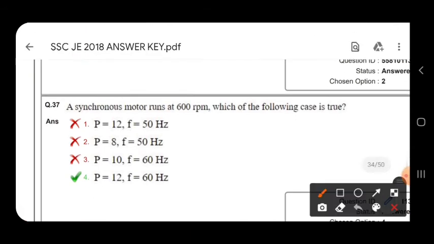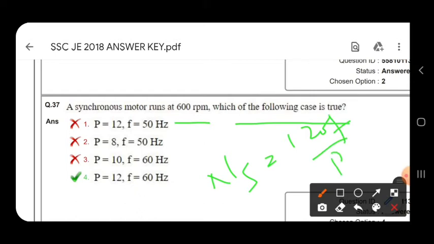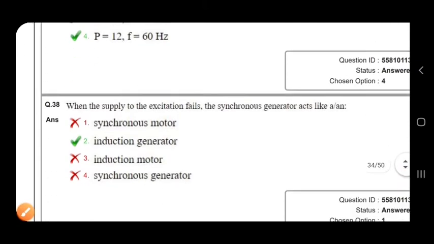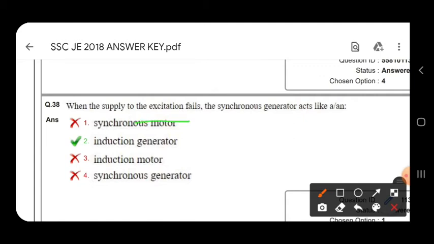Next one, a synchronous motor runs at 600 rpm. Which of the following cases is true? Simply use the formula Ns equals 120 f upon P. Put the values P equals 12 and f equals 60 hertz, and you will find the answer is 600 rpm. When the supply of excitation fails, the synchronous generator acts like an induction generator, because if excitation supply is continuously given, then it works as a synchronous generator.